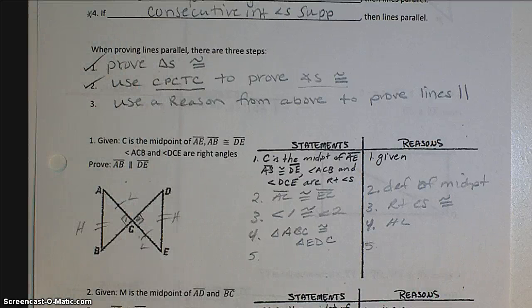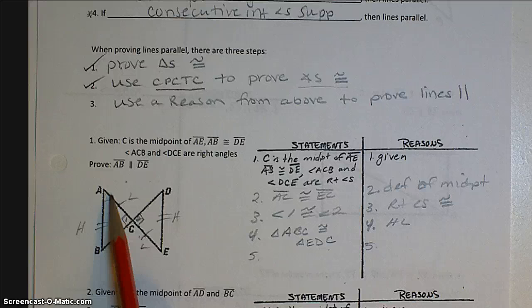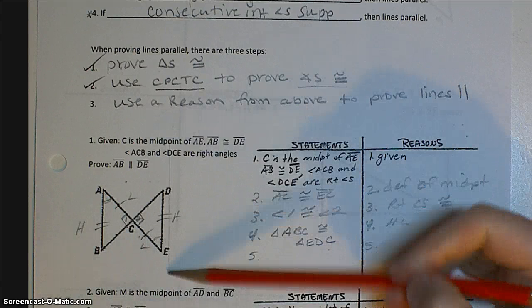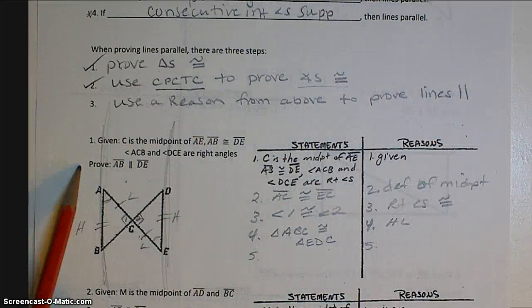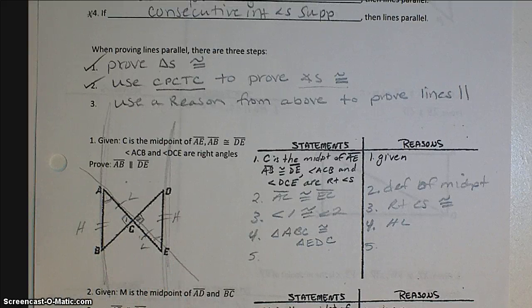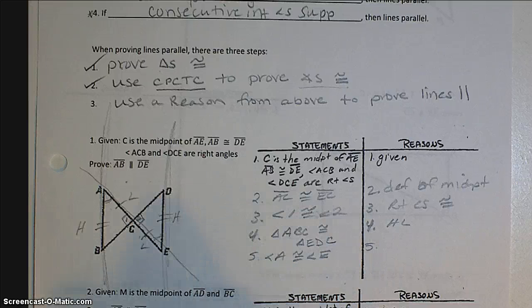Then we want to use CPCTC to prove that a certain set of angles are congruent. Alright, in this case I could say A is congruent to E. Well, if I want these lines to be parallel, so if A is congruent to E, would that work? Yeah, it would, because A and E are alternate interior. And if those alternate interior angles are congruent, then the lines have to be parallel, okay? So that's kind of like my game plan.